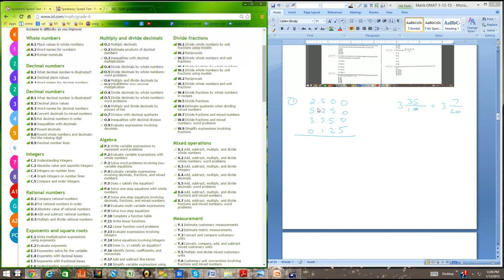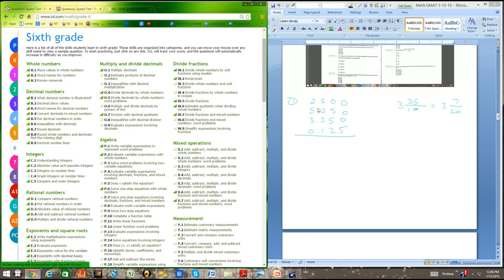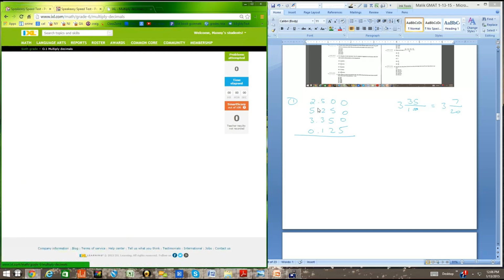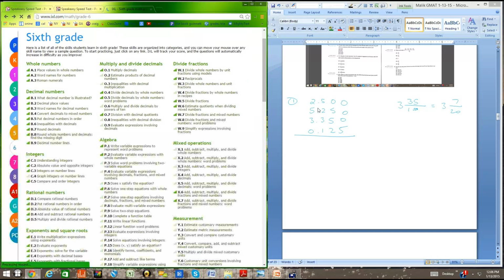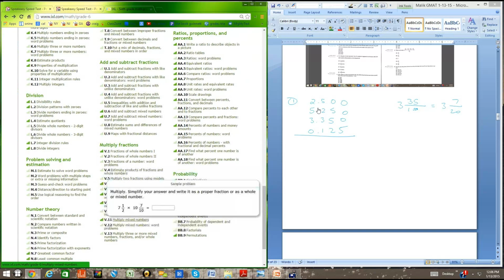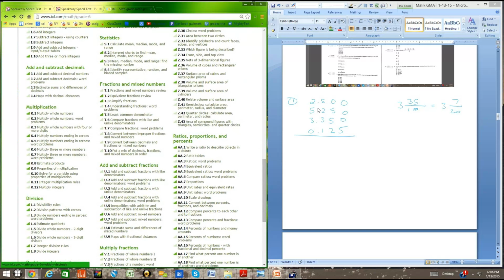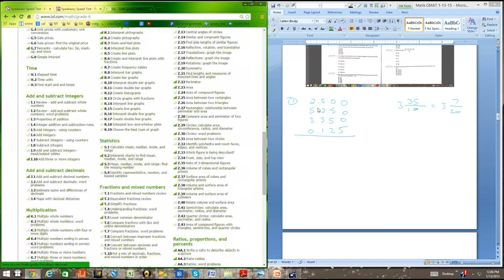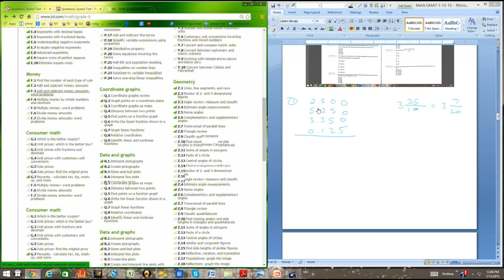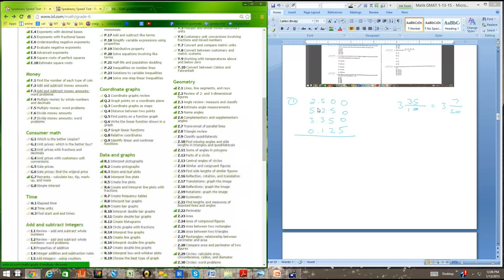See, multiply and divide decimals. So you can go in here, let's say, multiply decimals, or in this case, it's adding decimals. Let's practice just a little bit in here. That should be enough. You don't need to spend too much time on this, just to brush up. Adding decimals. Here you go.